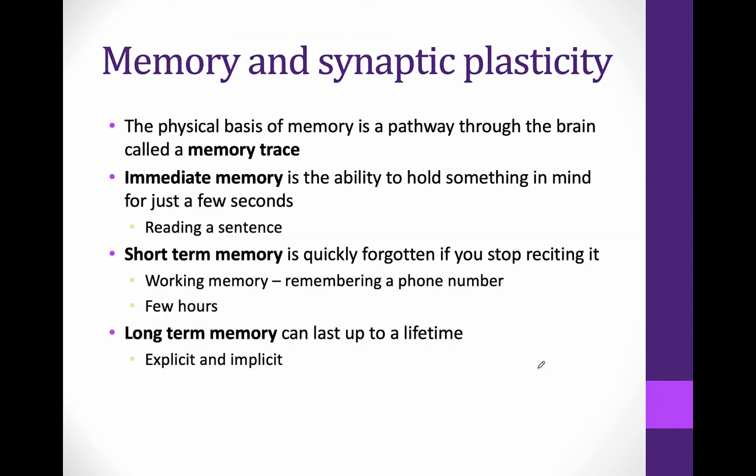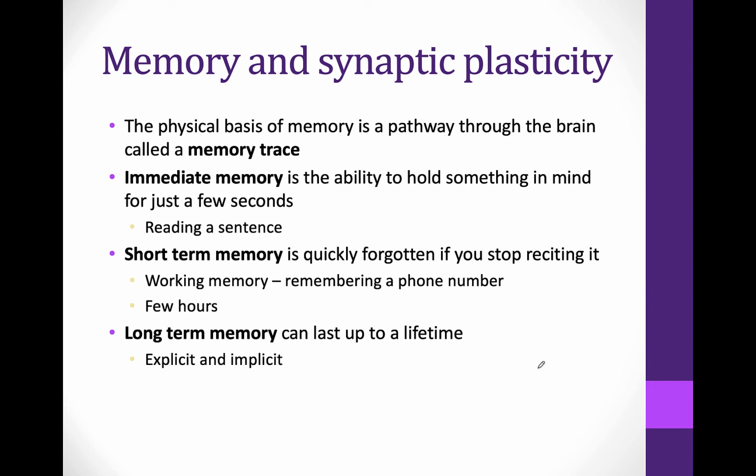This also has influence on the way we remember things. So the actual physical component of memory is the pathway, the nerve pathway through the brain. It's called a memory trace. And we have different levels of memory. Immediate memory is just the ability to hold something in your mind for a few seconds.